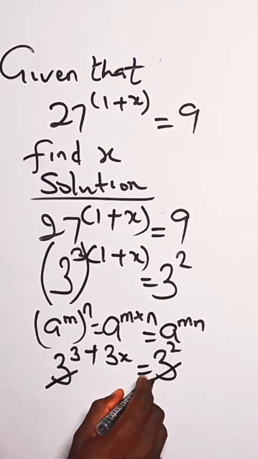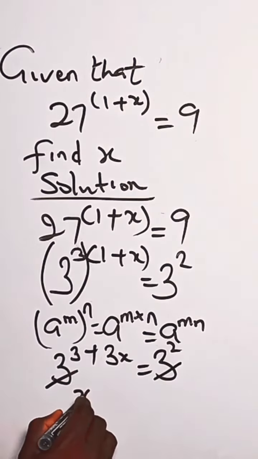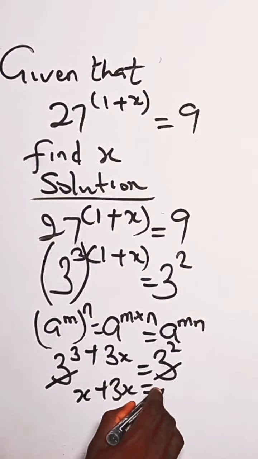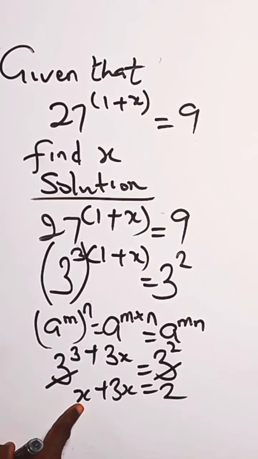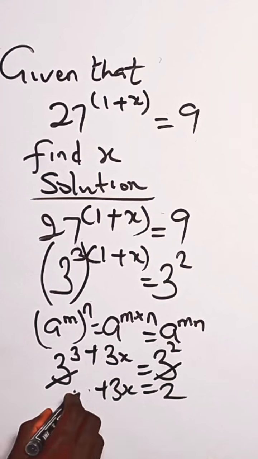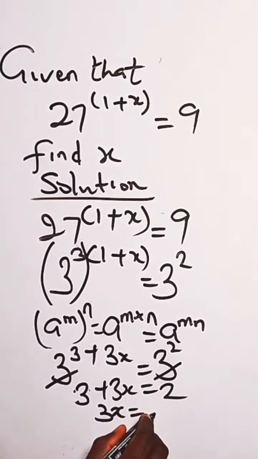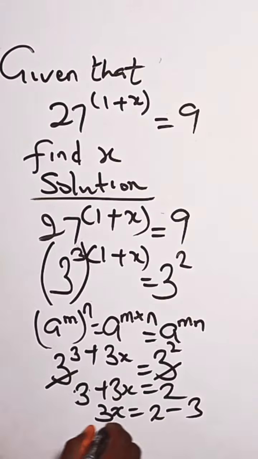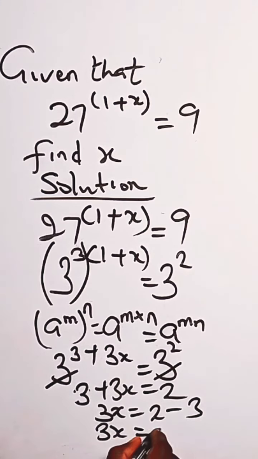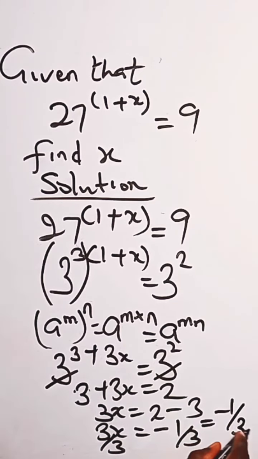Since we have the same base, let's equate the powers. We have 3 plus 3x equals 2. So we can collect the like terms. We have 3x equals 2 minus 3. So we have here 3x equals minus 1. And we divide both sides by 3. So the value of x is minus 1 over 3.